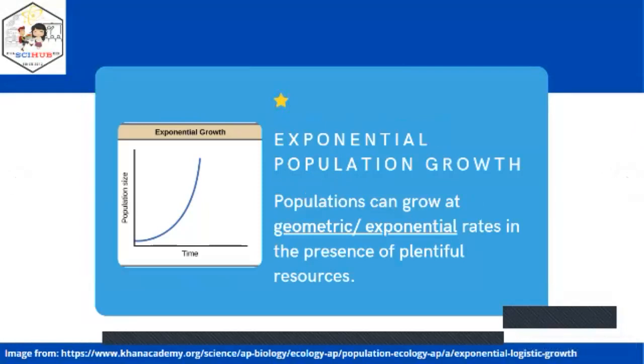As you can see from the picture, this type of growth can grow at geometric or exponential rates given that there are abundant resources. There is also a rapid growth which was caused by a higher birth rate than death rate. To easily visualize this population growth, this forms a J-shaped curve, as you can see from the graph.